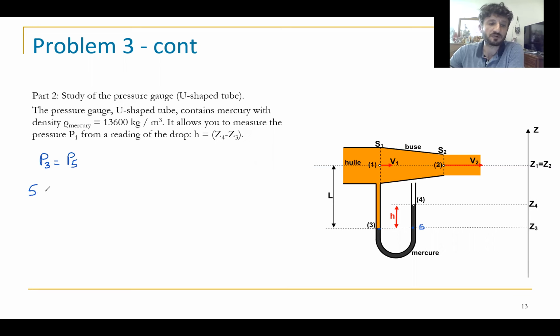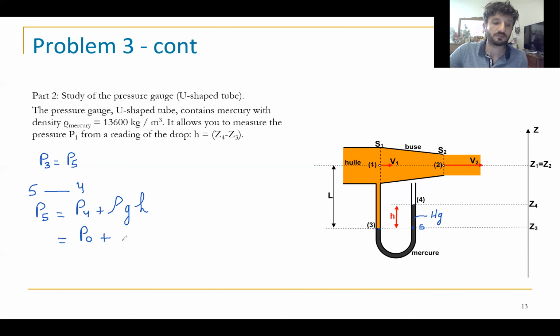We can take now the point 5 and the point 4. We can apply P5, P below equals to P4 plus rho GH. You know, rho between this point and this point, we have Hg, mercury. We can calculate P5, which is equal to P4, P0 plus rho equals to 13,600 kilogram per meter cube times 9.8 times H. I want to calculate H. Finally, we can say here P3 equals to P5.